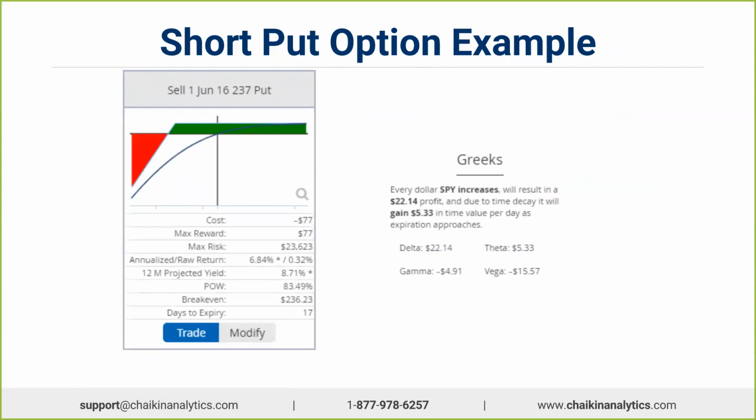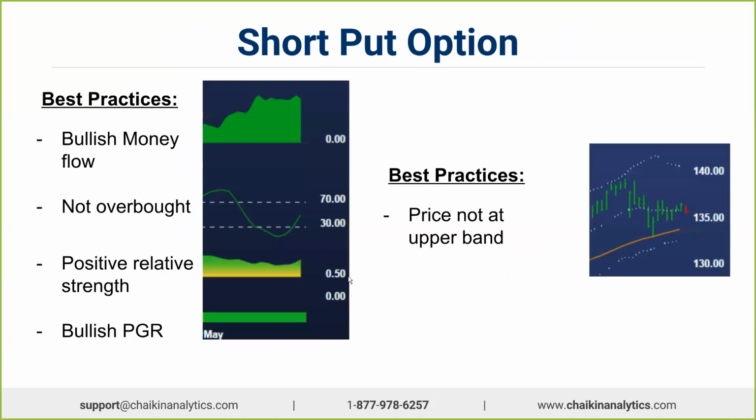I like going out of the money with these as well. The closer to the money you get, the higher the premium you're going to get, but the lower probability of it expiring worthless. POW here stands for expiring worthless. I also like to do these on short durations. A short put is a bullish scenario, so we want to do these in bullish stocks with positive relative strength.